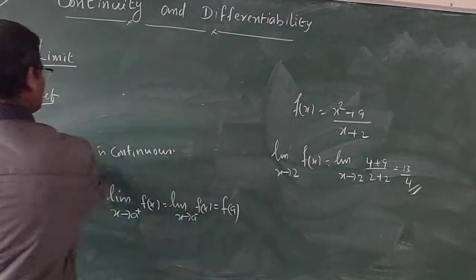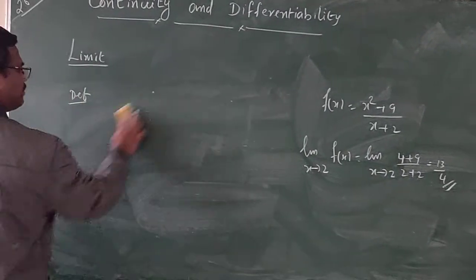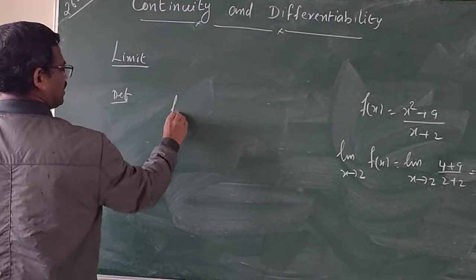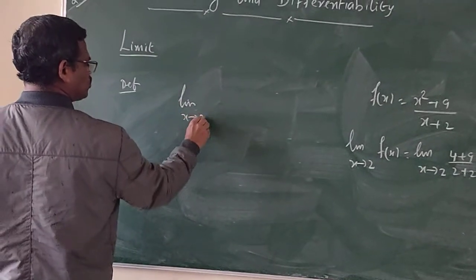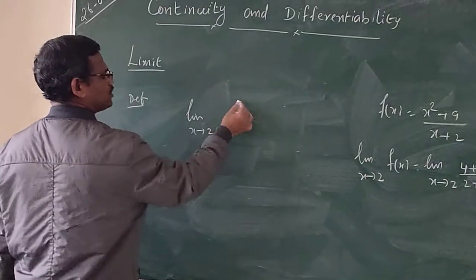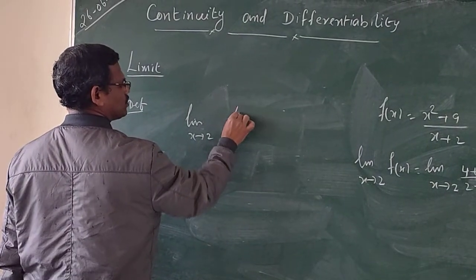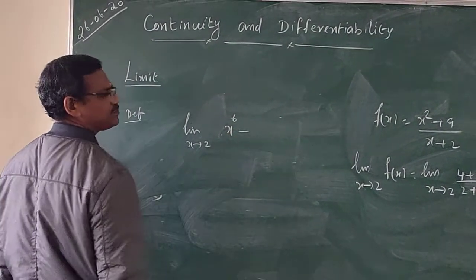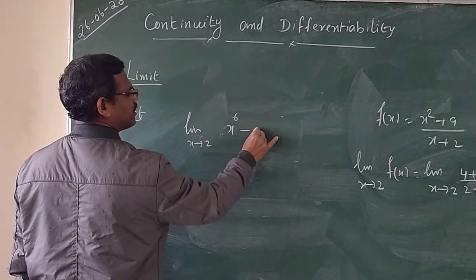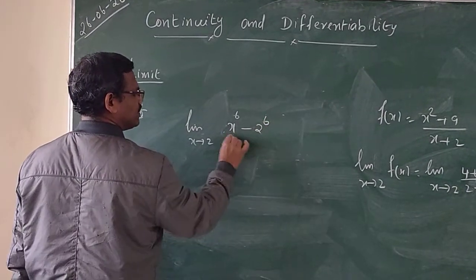Now if you take another example, say find the limit of the function as x tends to 2 of (x raised to 6 minus 2 raised to 6) divided by x.